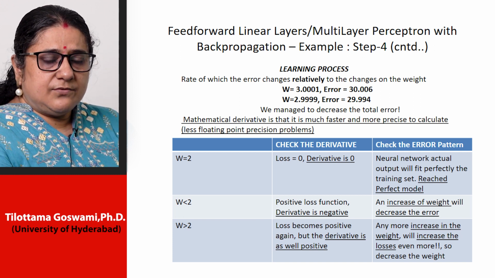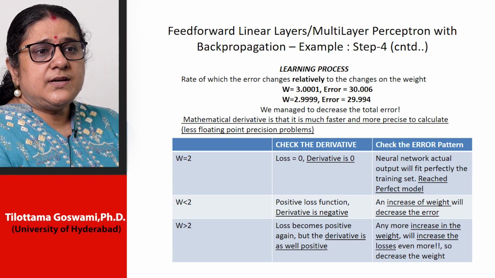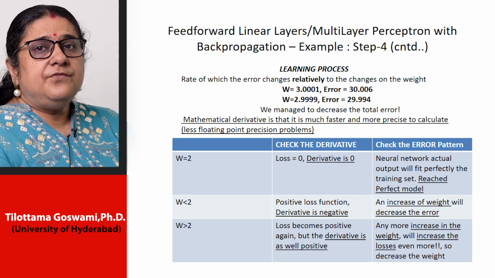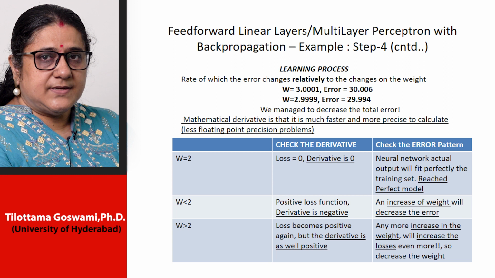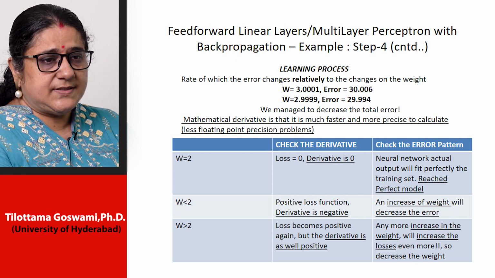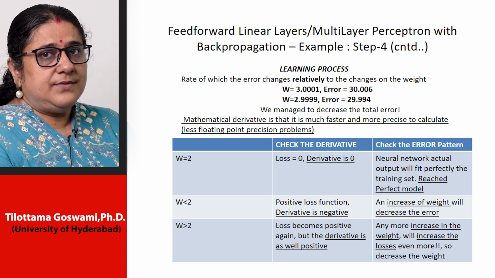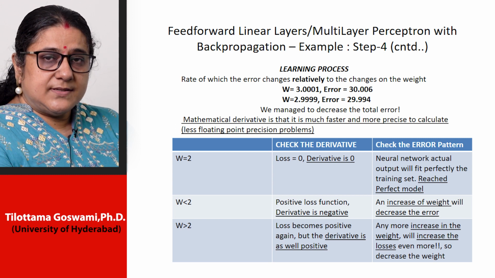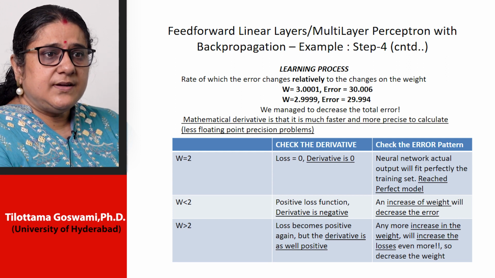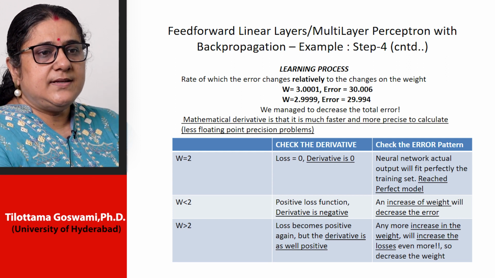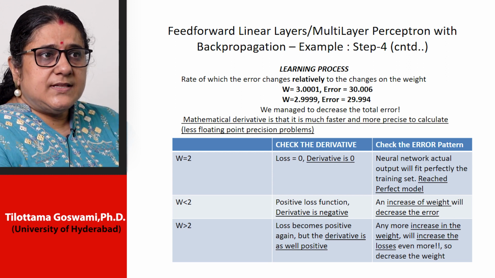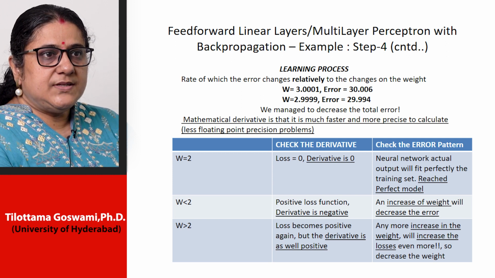So if the derivative is equal to 0 for loss equal to 0, the neural network's actual output will fit the training set perfectly. We will reach the perfect model. That is the objective. If W is less than 2, the loss is positive and the derivative is negative, so an increase in the weight will decrease the error. When W is greater than 2, the loss is positive, the derivative is also positive, and any increase in the weight will increase the loss even more. This is how the learning process happens using the derivative.